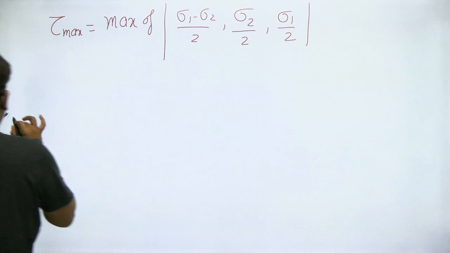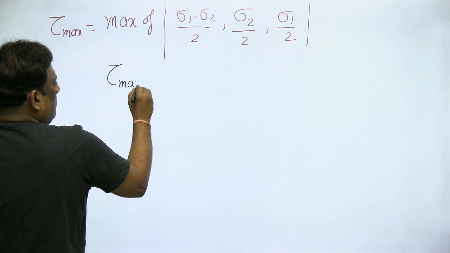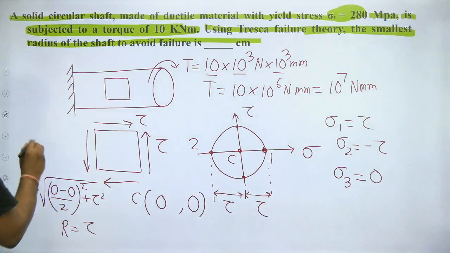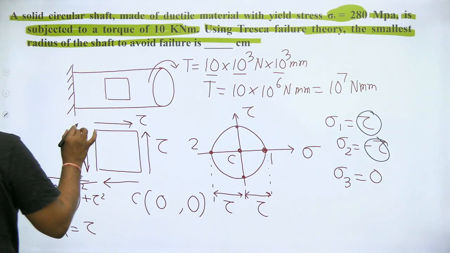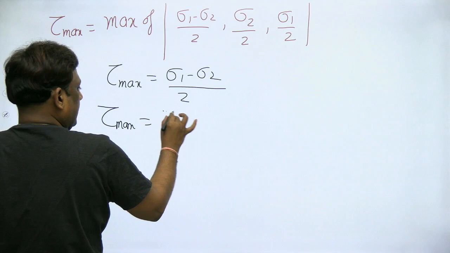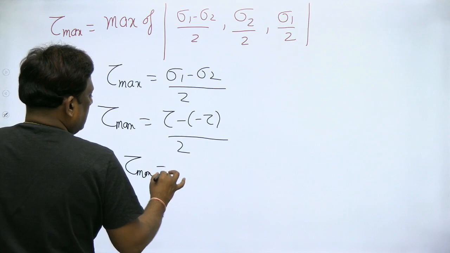So I write tau maximum is equal to (sigma 1 minus sigma 2) by 2. What is sigma 1? Tau. What is sigma 2? Minus tau. So the maximum shear stress is given by (tau minus minus tau) by 2, which is tau itself. Very good. Which theory is he asking?